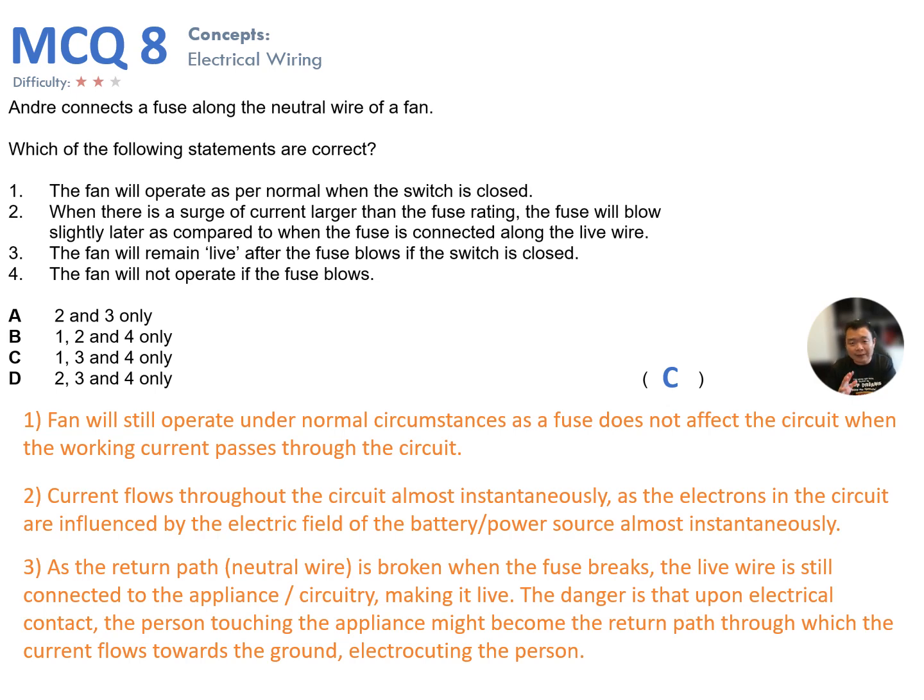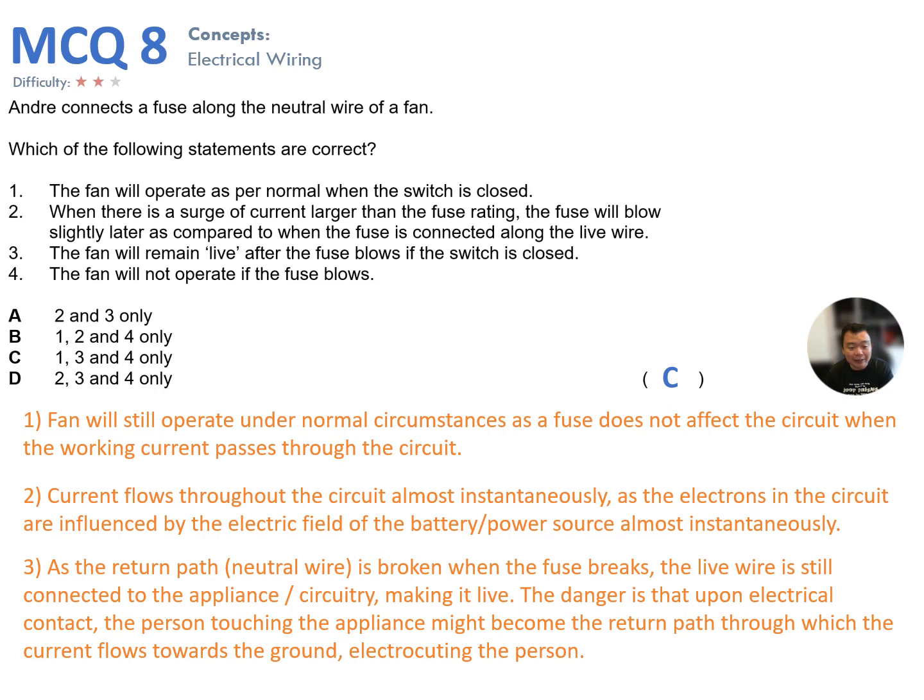But the moment someone touches the metal casing, then the person will act as the return path for the current to flow from the live wire, high potential, to the metal casing of the appliance, to the person and to the ground, and therefore this will cause an electric shock to the person.